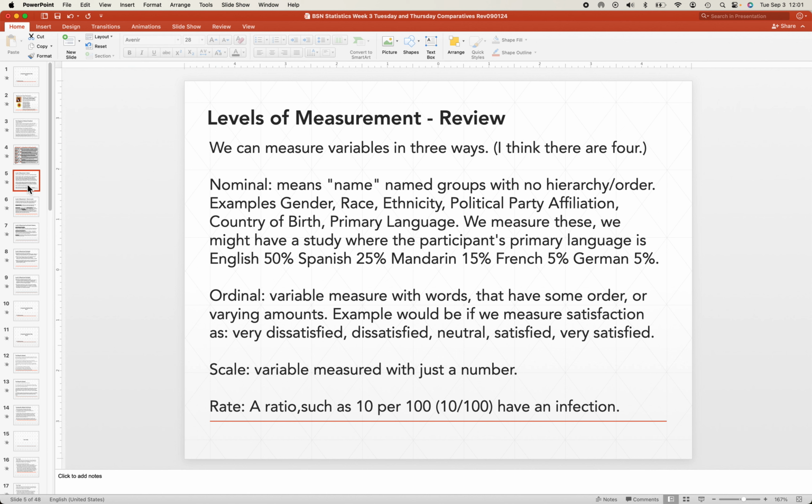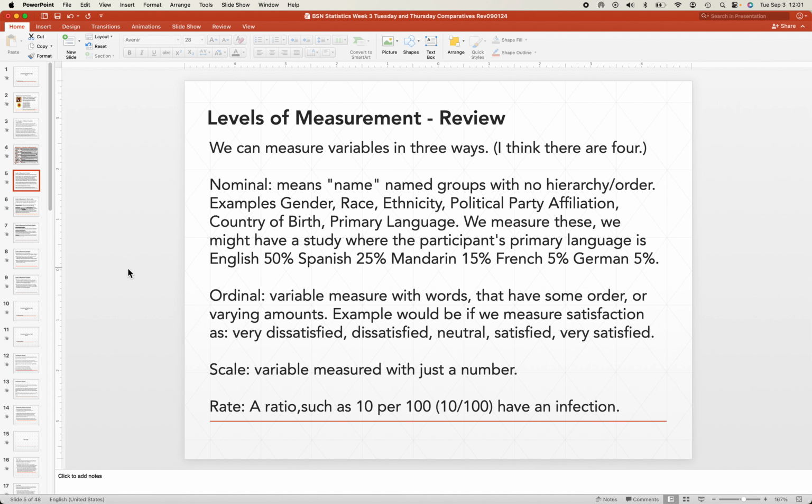Ordinal data is data where we measure a variable with words, and those words have some order or varying amounts of that variable. So if we ask patients how satisfied they are with their care at our hospital, and we give them these choices: very dissatisfied, dissatisfied, neutral, satisfied, and very satisfied, that is an example of ordinal data. So it's where we have words with varying amounts of the variable that we use to measure that variable.